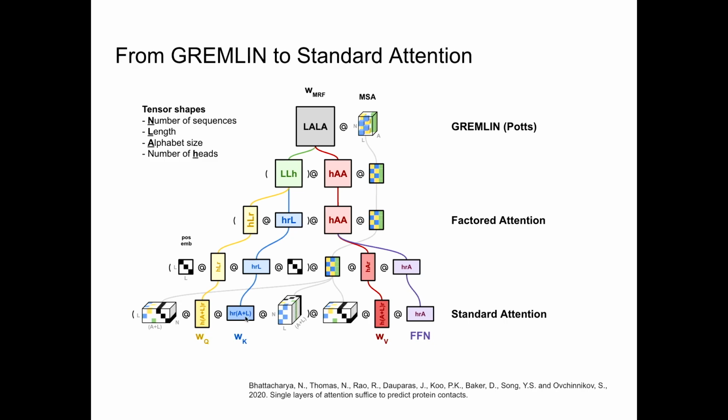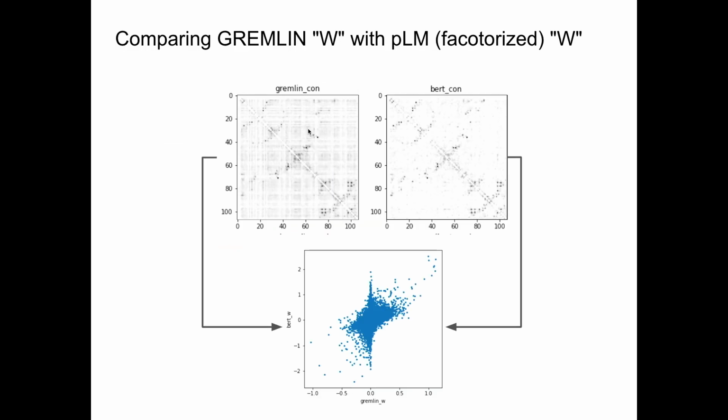Now, if we actually go through the process, because we know the relationship between this and the queries, keys and values, we can take the queries, keys and values and compare them back to this matrix and see, are they actually learning the same thing? The argument here is that technically, if you make this H, the heads, large enough, it should be able to reconstruct this matrix exactly. And that's essentially what we see.